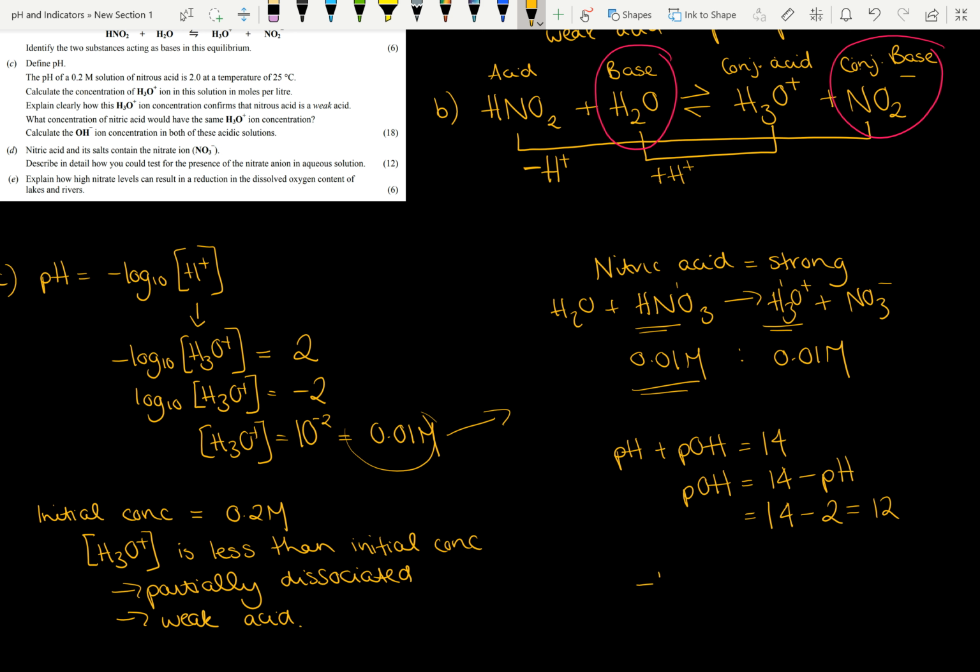So in order to do that, we're going to use our minus log to the base 10 of the hydroxide ion concentration. We know that that's equal to 12.